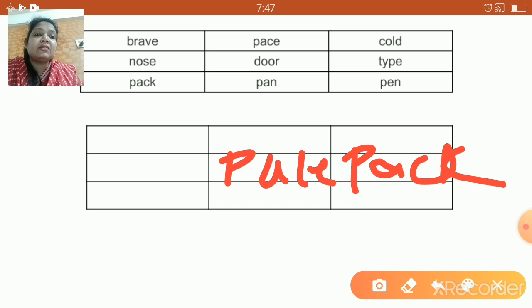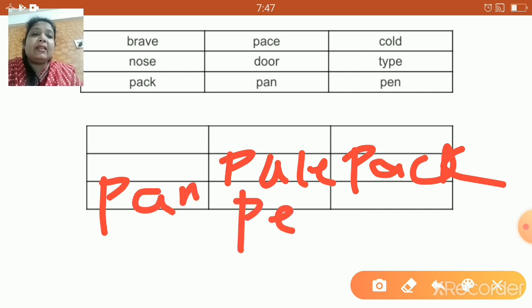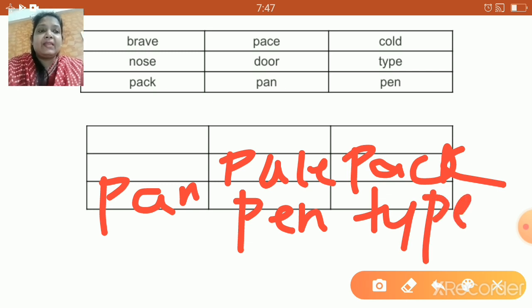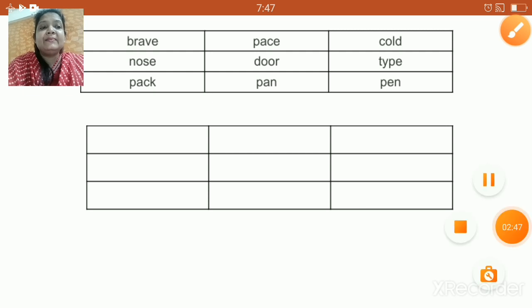Just bear with me because this highlighter is not that clear. After pack, we have got pan, then pen, and then the last one is type, right? So this is how the alphabetical order works, all right?